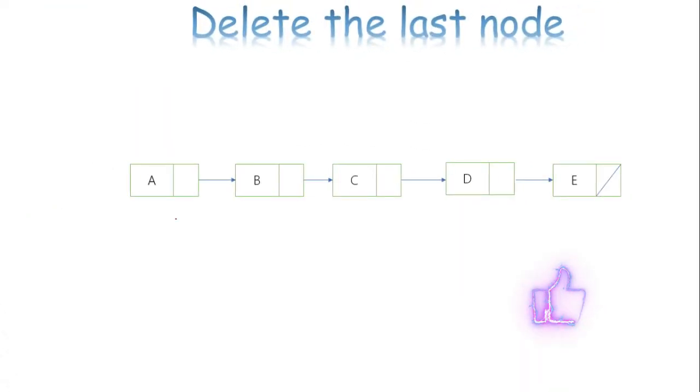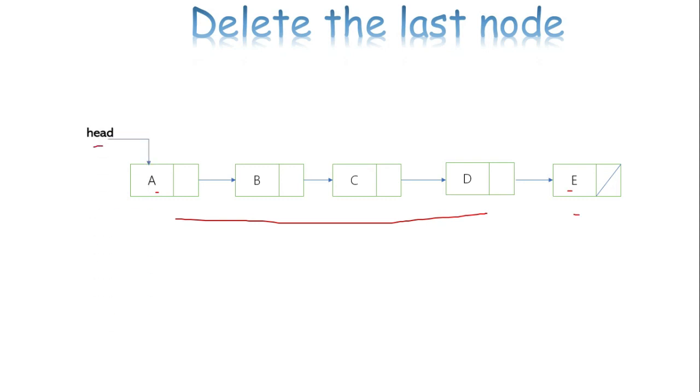Suppose we have a singly linked list like this that has elements from A up to E. The first node is pointed by a pointer named head like this. If you are asked to delete the last node, then we need the help of another pointer. In this case, I use a help pointer and I assign the help pointer to point to the same node pointed by the head like this.